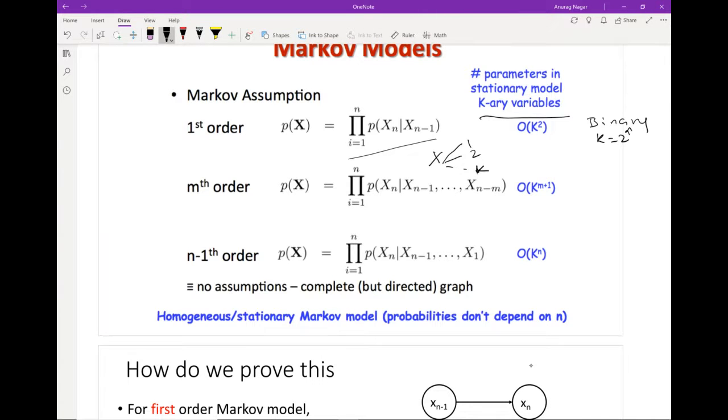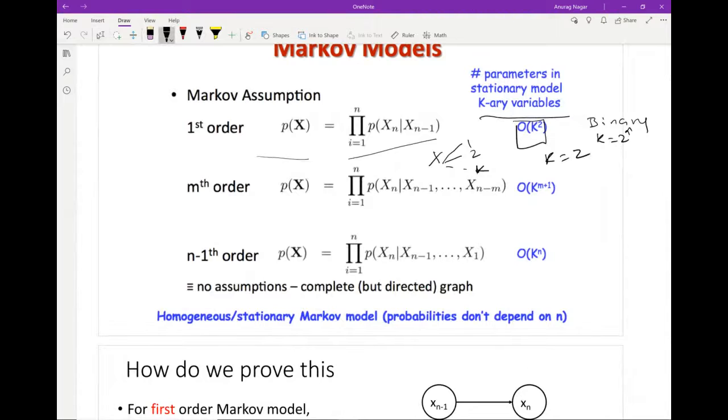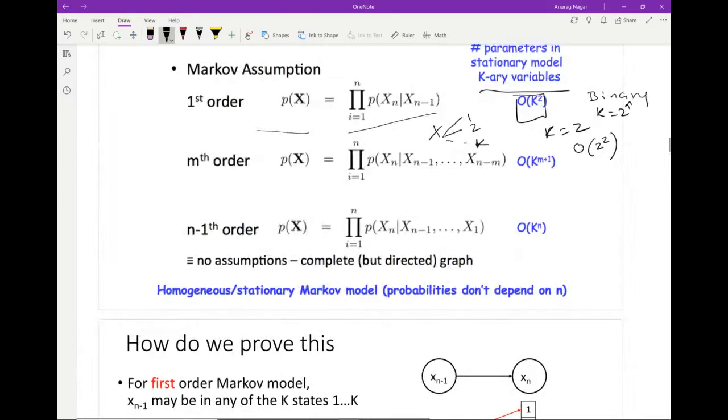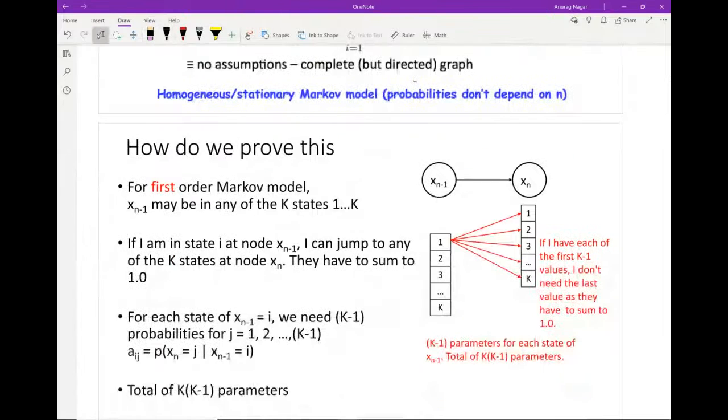You can prove that for this condition, it would be O of k squared complexity. If k equal to 2, what will be the complexity? It is O of 2 power 2, and so on. As you go to a higher level of Markov, the complexity goes up and up. The proof of this is available here, and you will have to figure this out.